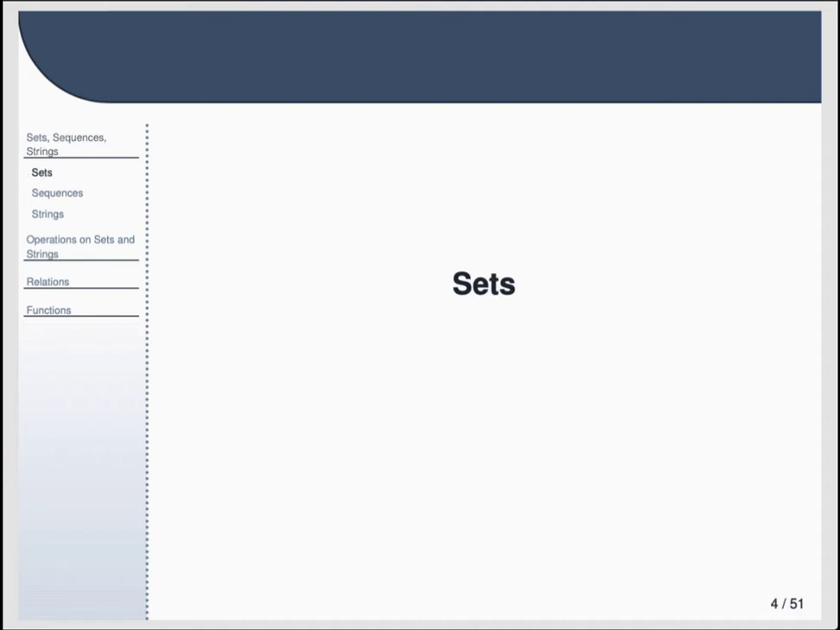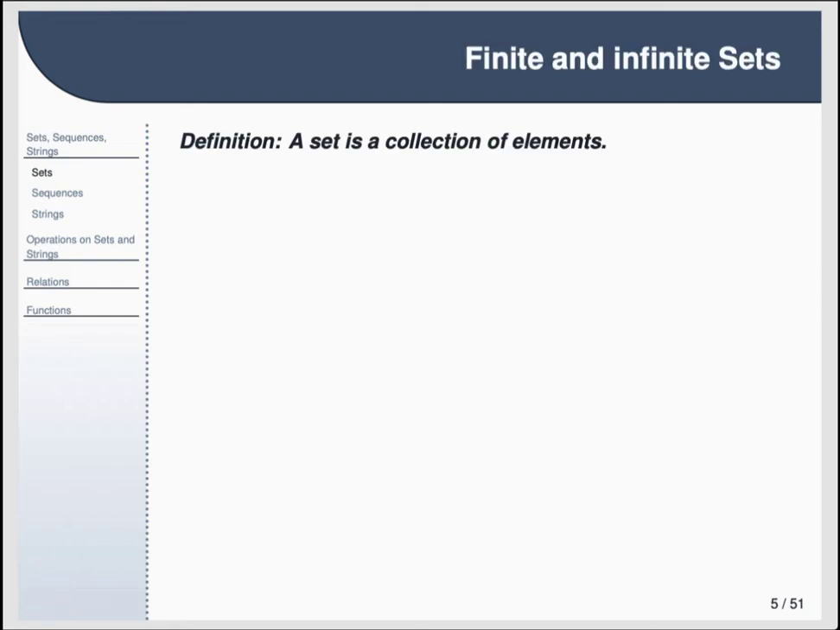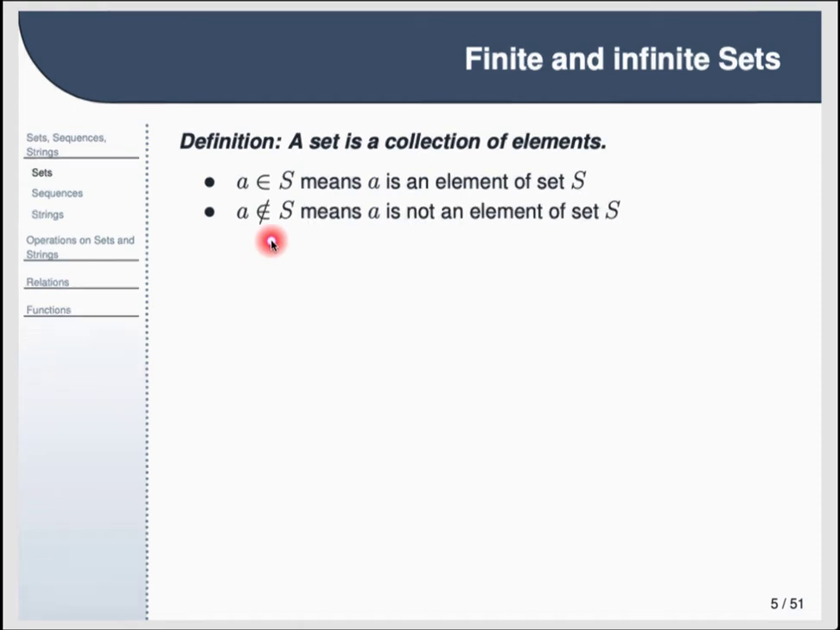So what is a set? We have a definition and some notation. We define a set as a collection of elements, and we use the symbol epsilon here to express set membership. So this is read as a is in S, and it just means that a is an element of the set S. Likewise, the negated epsilon is read as a is not in S, and this just means a is not an element of the set S.